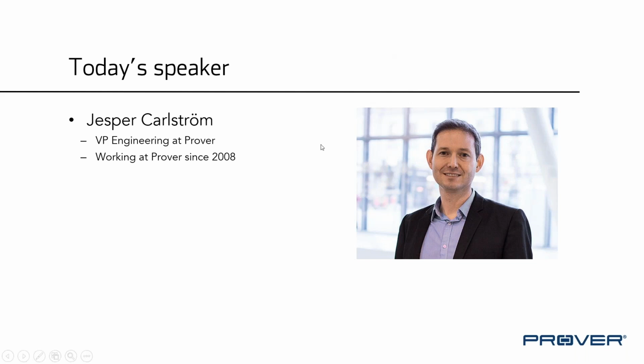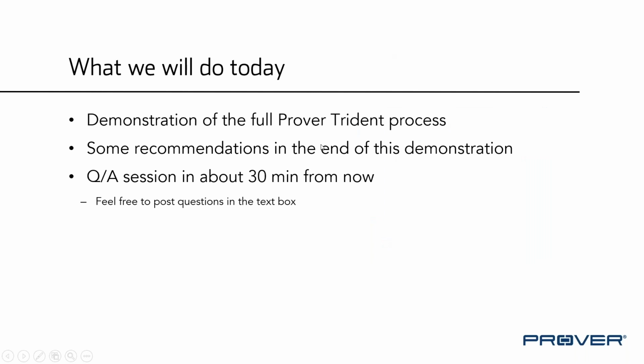We will do the following today. First, we will have a demonstration of the full Prover Trident process, the process we propose for doing interlocking design automation. And then there will be some recommendations at the end of this demonstration on what you can do if you want to improve your automation in your process, and also the questions and answers session that Lars just mentioned, about half an hour from now or so.